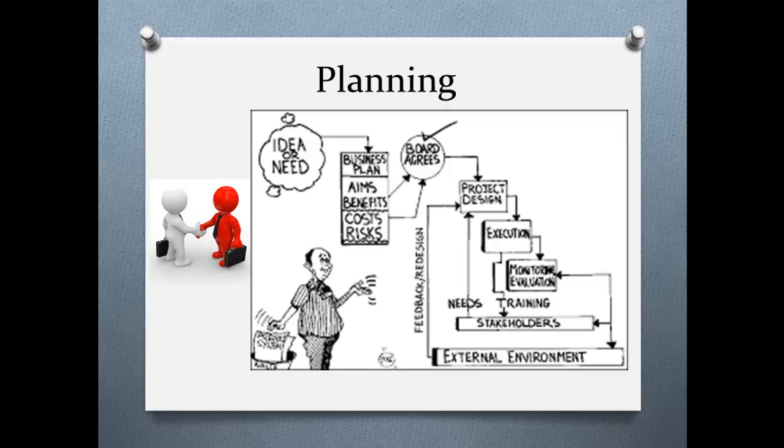Basically in the planning phase, they give the business plan, aims and benefits. If you see the cartoon here, there is a business plan, and they give aims and benefits, cost, risk, and the board agrees. So this is where the board agreement and all this stuff will happen on the client side. Once the board agrees, then it comes on to the vendor.